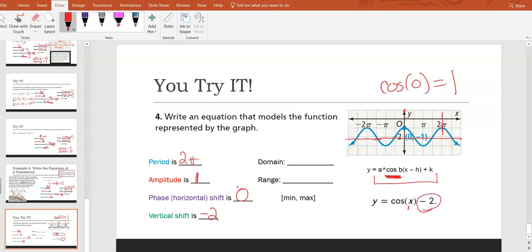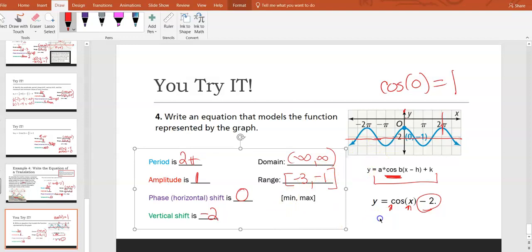Nothing in front of here, nothing in front of here. Domain is still the same, like we've been doing. And the range is now, the minimum is actually a -3. The maximum is a -1. I could subtract those two and take the absolute value, and I would get +2, divided by 2, and the amplitude would be 1. Okay, I think we're done there.